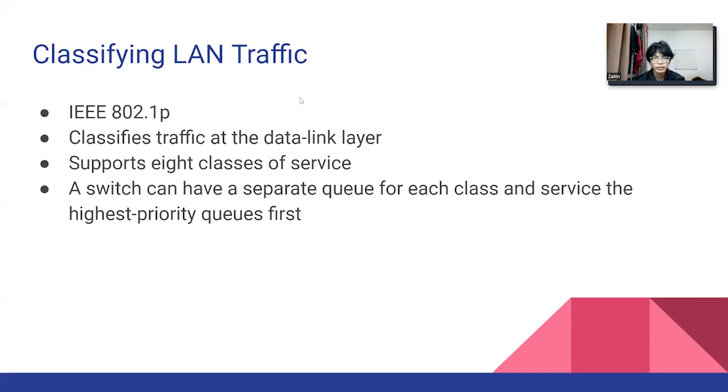So then we move on to classifying LAN traffic. IEEE 802.1p is a protocol that defines the mechanism to prioritize traffic. It provides a better quality of service so that it has better reliability and quality. It classifies traffic at the data link layer. It supports 8 classes of service. The switch can have a separate queue for each class and service the highest priority queues first.